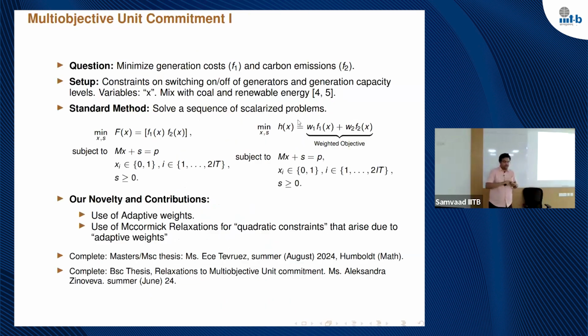X is nothing but your decision variables on how much to generate, when to start your coal generator, when to switch it off, and how much to ramp up and ramp down, all those things. So it is three sets of variables: one is your generation levels, one is your running variables, and one is your on-off variables. That's it.